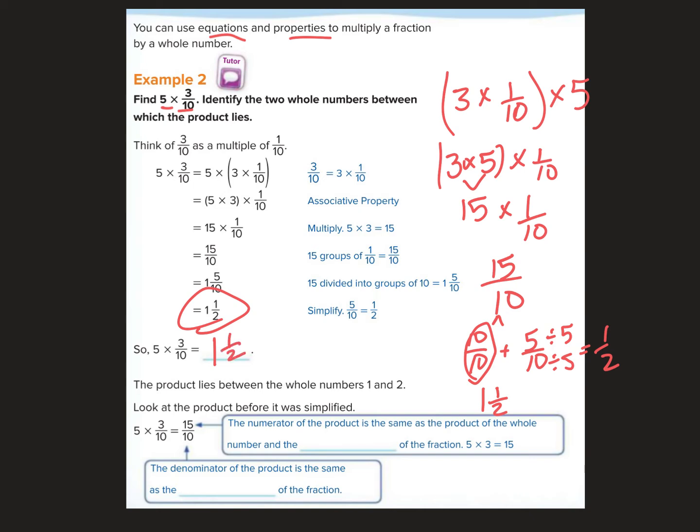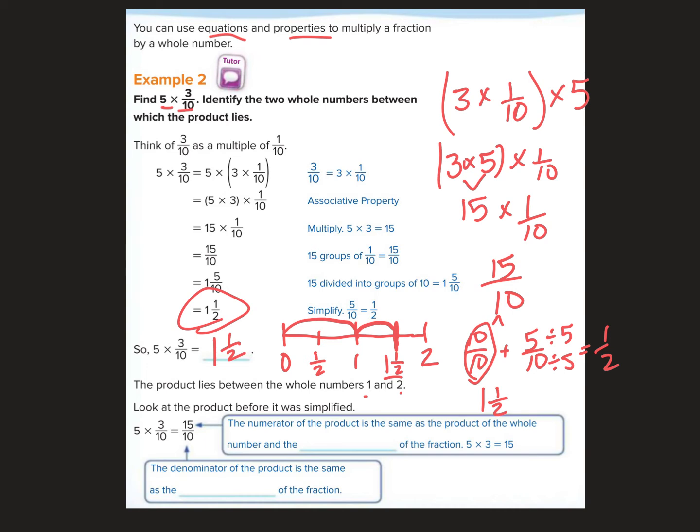And it says the product lies between the whole numbers 1 and 2, right? So if I was going to put this on a number line, I'd get 0, 1, 2. So 1.5 would go right here on the number line. This would just be regular old 1/2, right? And this would be 1.5, our mixed number.